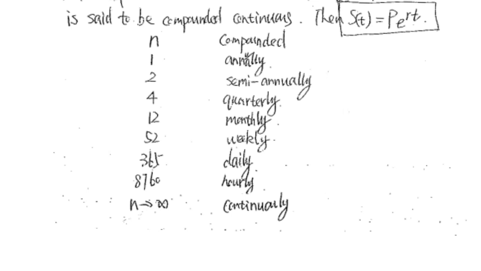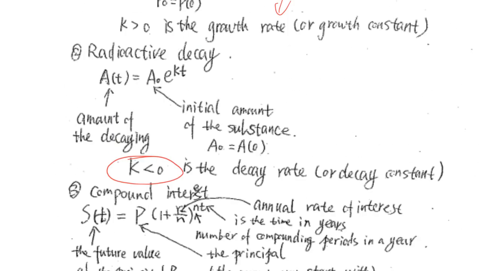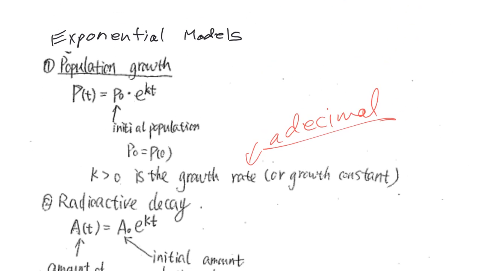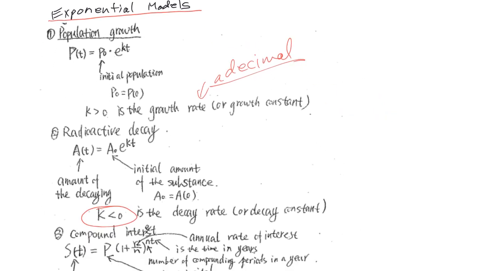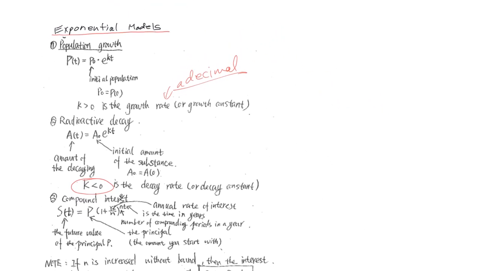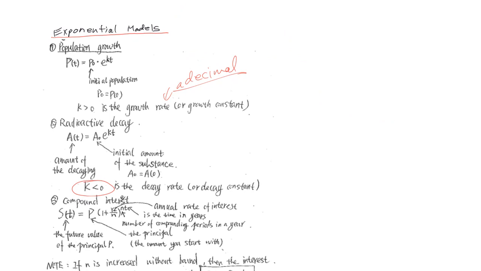Okay, so what we're going to do is talk about what we're going to be looking at today. We're going to talk about a thing called exponential models. With exponential models, we have three different types: population growth, radioactive decay, and compound interest, right?